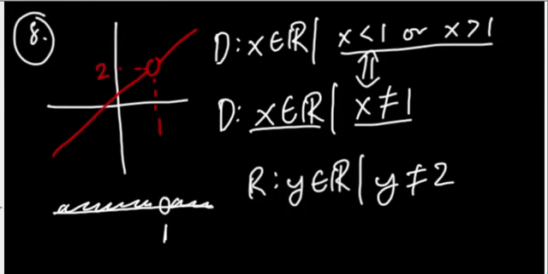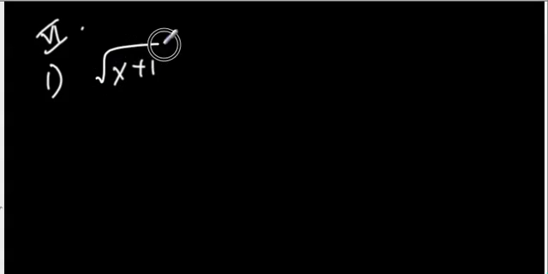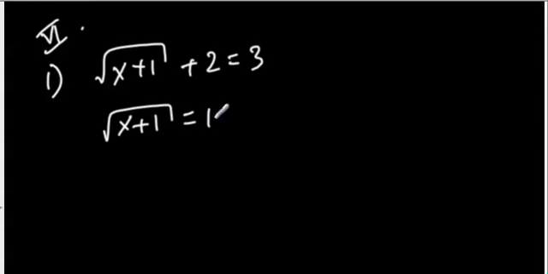Okay, so that was section 5. Now let's finish off with section 6, which was solving square root equations. The first one was the square root of x plus 1, plus 2, equals 3. So remember, don't square it yet. Make sure that the square root is on its own. Isolate that first. So we can subtract the 2 from both sides, so it's equal to 1.